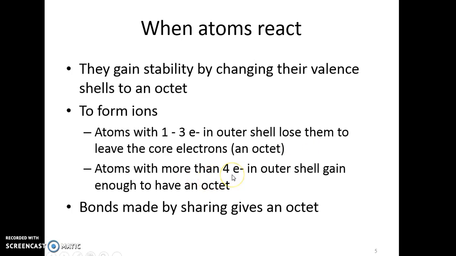Atoms with more than 4 electrons usually gain enough to have an octet. There's an exception to this. Tin and lead actually will lose 4 electrons, but it's a real high energy state. That's a lot of charge in one little atom. And it does happen. But this is a good rule here: 1 to 3 electrons, they're going to lose them; more than 4, they usually gain them. Gaining electrons is done with nonmetals, and the losing of electrons is always done with metals. You can also make bonds by sharing electrons to give an octet.